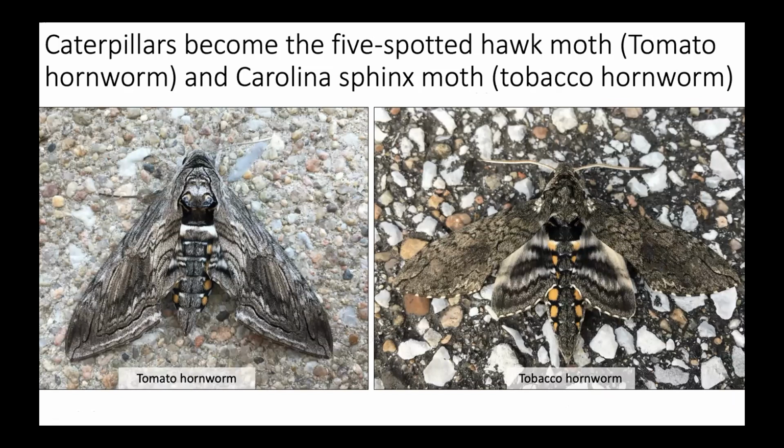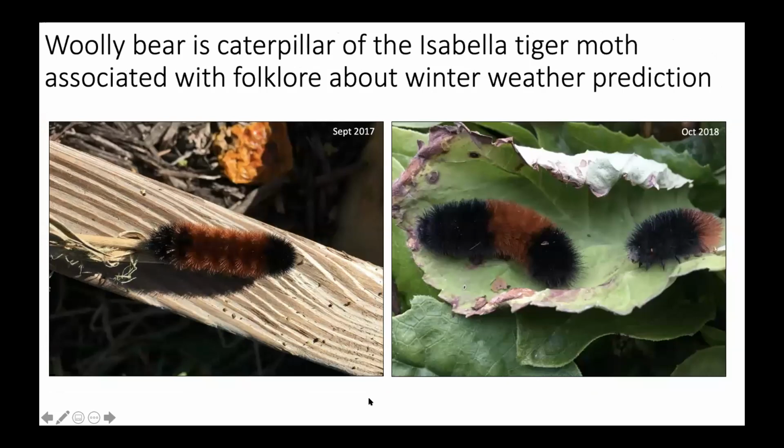One is called the 5-spotted hawk moth, and the other one's called the Carolina Sphinx. And the difference is the number of these orange spots on their body. But they're big, but yeah, nothing overly exciting.